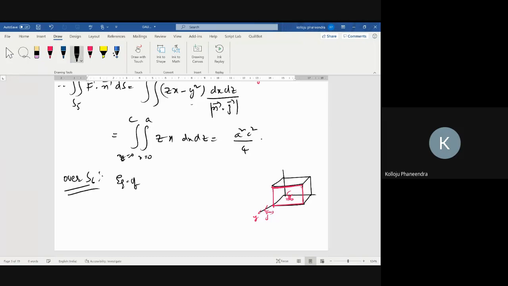Equation of S6 is what? This is z and this is x, so it is parallel to which plane? The zx plane. At what distance? This is b. So the zx plane means y equal to b, parallel to the zx plane. And what is n bar? Equal to j bar, positive.